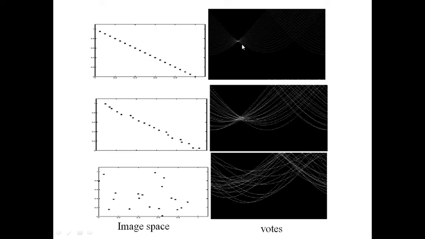This point in the parameter space indicates a line in the image space. So this is the image space and this is my parameter space. And these votes are nothing but the number of accumulators, because if I have an infinite number of points on this line, I may have n number of votes. That is what it is indicating.